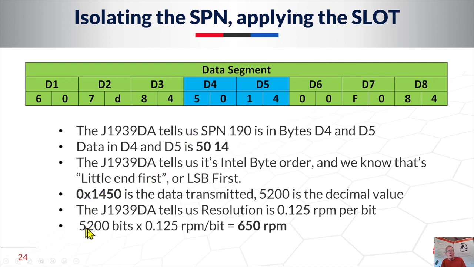Okay, we can do a calculation based on the resolution that we have from the DBC file, the previous slide: 5200 bits times 0.125 RPMs per bit. The engine was idling at 650 RPMs when I took this data. I was sitting on a truck taking this data, and that's what we were idling at, as set by the ECU. So we now see how to take a signal out of a message and take it apart per the information provided in the DBC file and/or the digital annex.